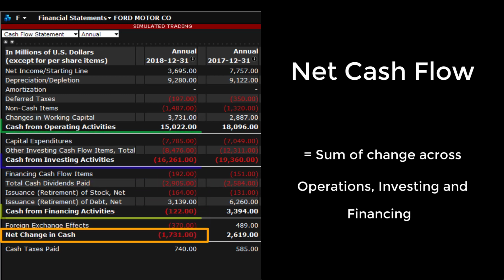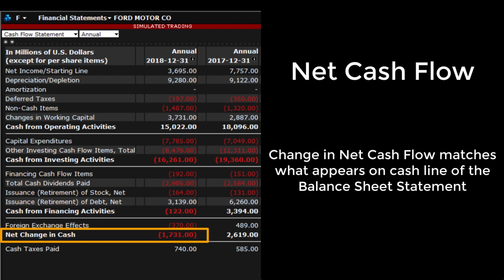When the impact of cash flows is summed across operations, investing and financing, a net cash flow value can be shown as either positive or negative. This indicates whether, for the period under inspection, the company generated or used cash. This net cash flow metric is added to or subtracted from the ending value for cash and cash equivalents at the end of the prior period, and will match what is reported at the end of the current period on the cash line of the balance sheet.